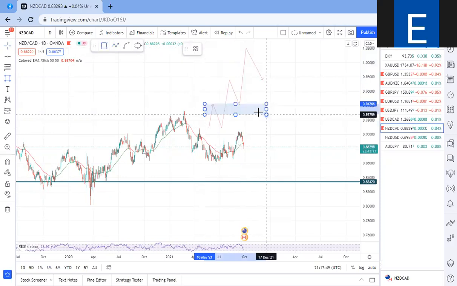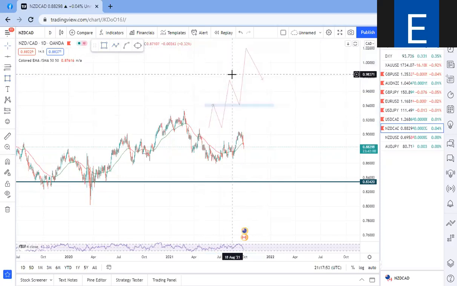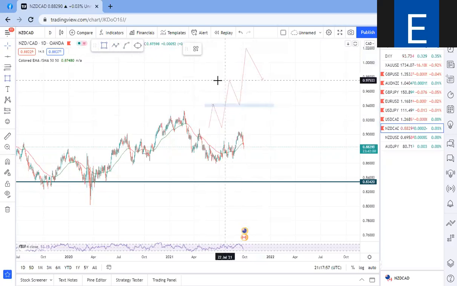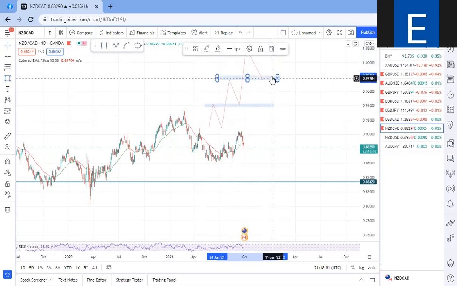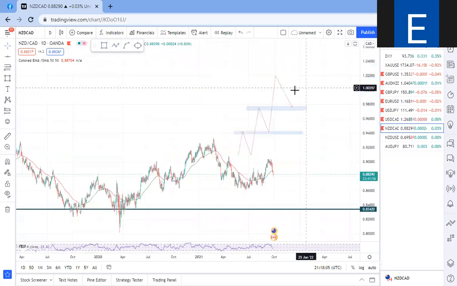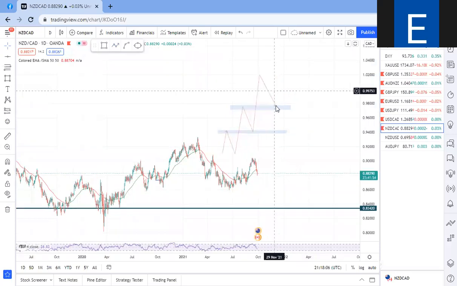You can see whenever price breaks below a level, it comes back to that level and retests as resistance. This is how price most times behaves when the market is trending, when the market is really, really trending. But most times it is not like that.